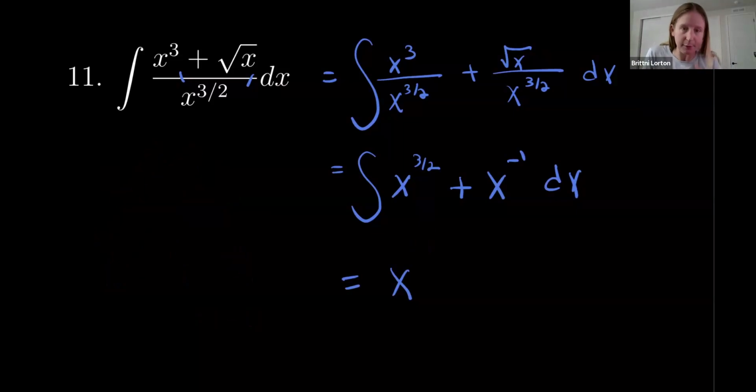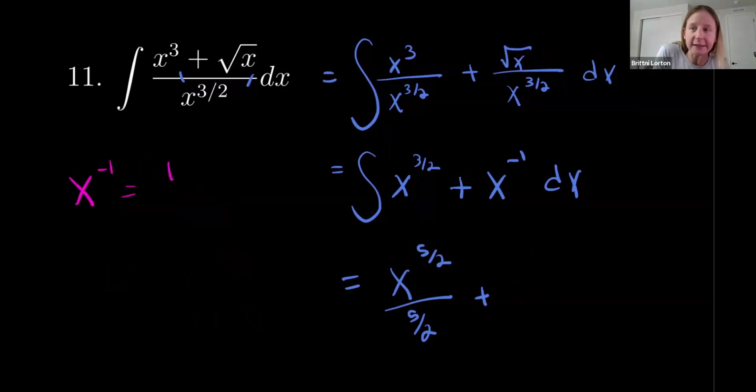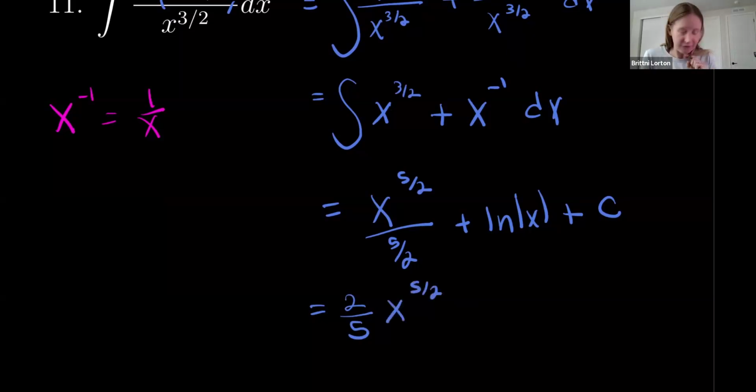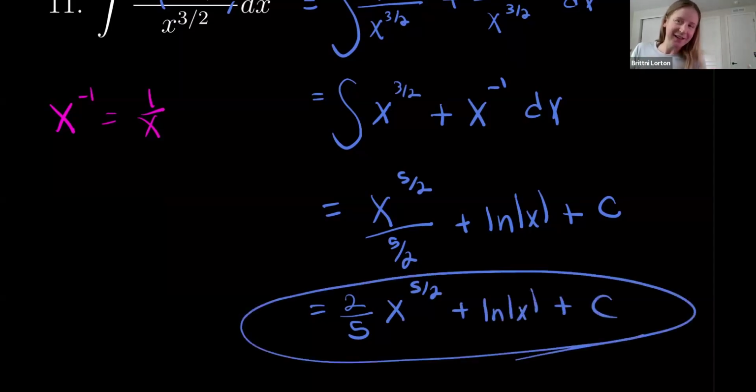When I add 1 to the power now, I'm going to get 3/2 plus 1, divide by that constant multiple. Now try to add 1 to the power over there. We can't divide by 0. So you have to remember that x to the negative 1 is 1 over x. So then that's going to help you remember that that one turned into an ln plus c. And then I simplify because I should flip the fraction when you're dividing by a fraction. So 2/5 x to the power of 5/2 plus ln of x plus c. Ta-da!